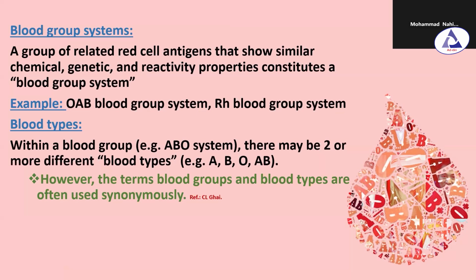Now we have to know what blood types are. Within a blood group, for example the ABO system, there may be two or more different blood types, like A blood type, B, O, or AB blood type. However, the terms blood group and blood types are often used synonymously.